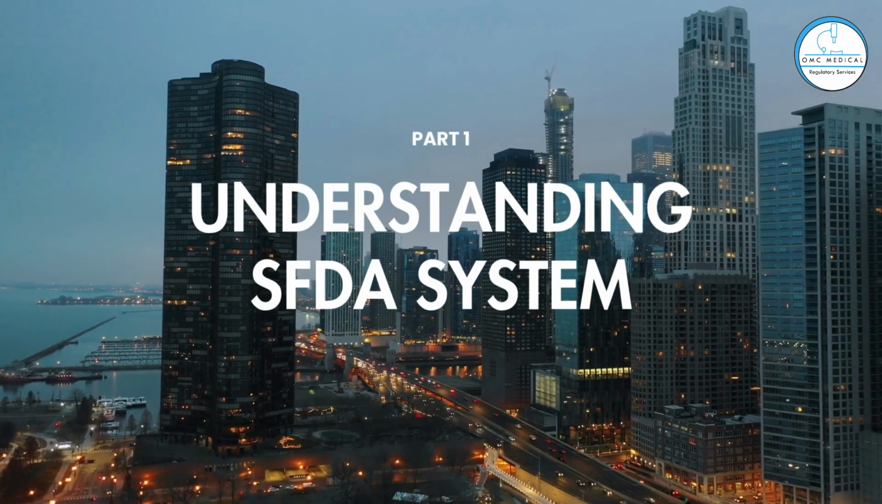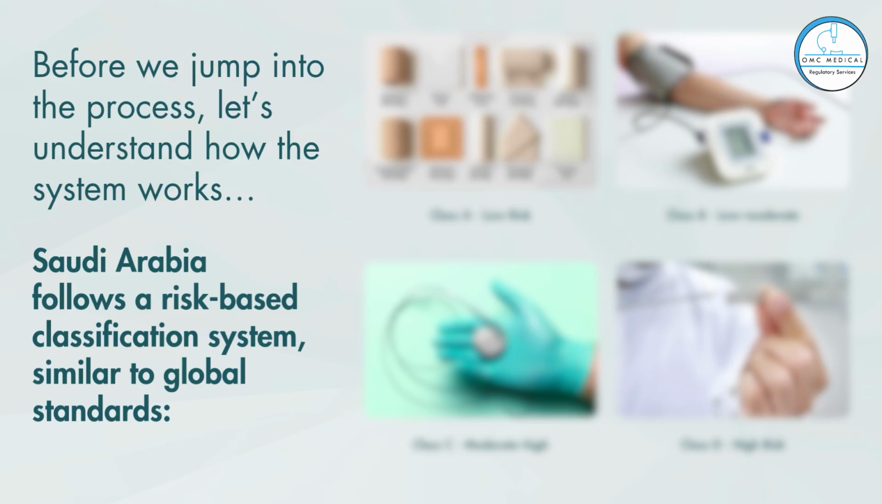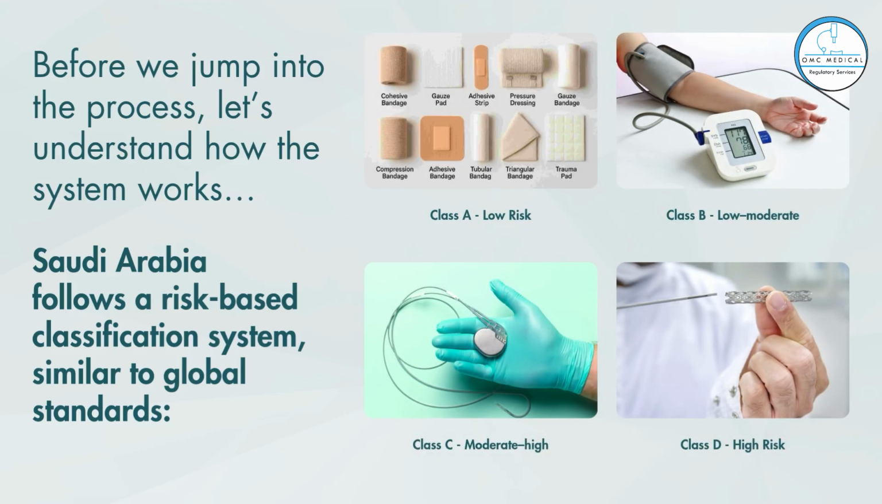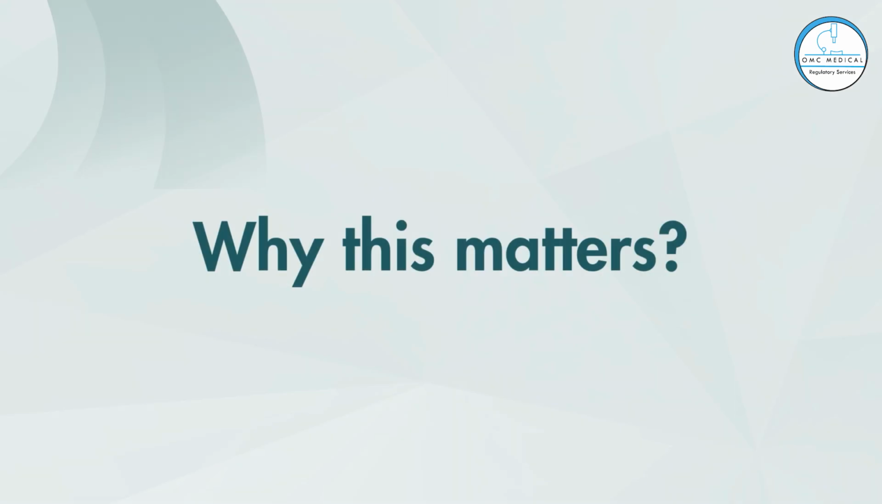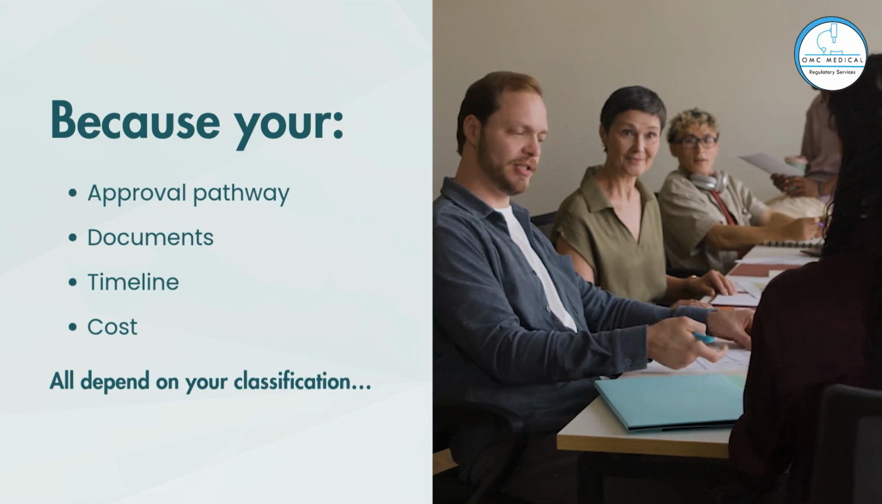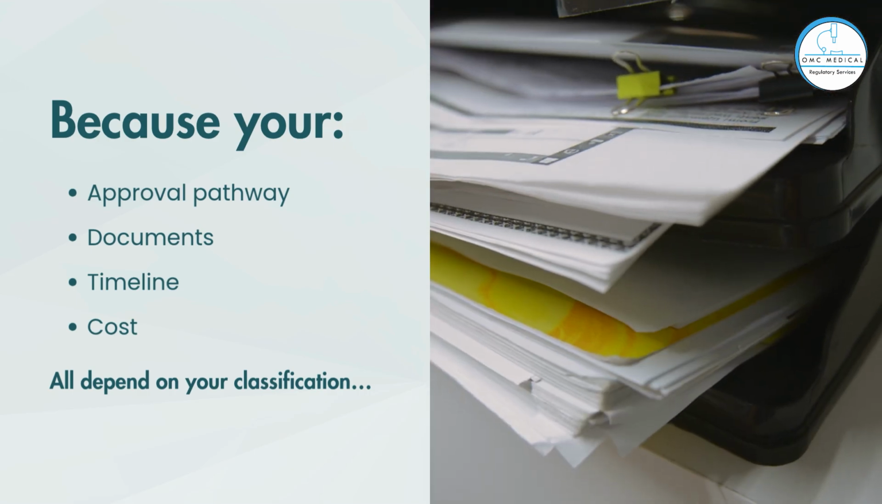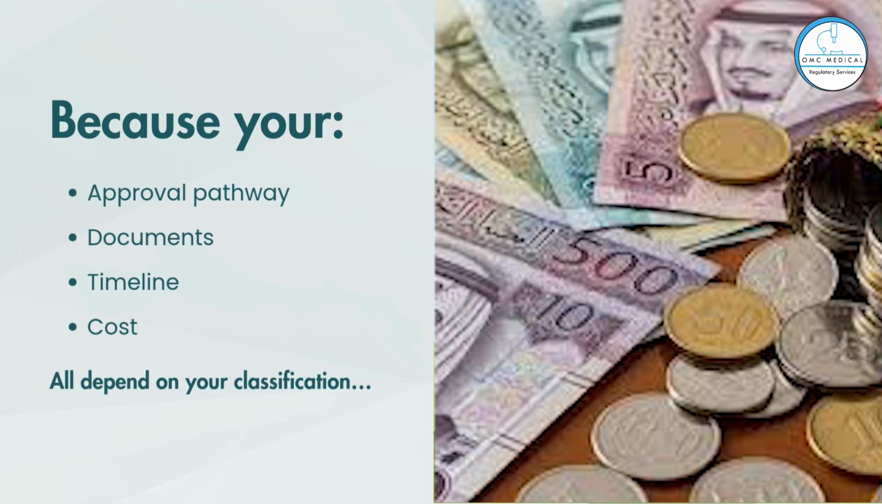Part 1. Understanding the SFDA system. Before we jump into the process, let's understand how the system works. Saudi Arabia follows a risk-based classification system similar to global standards. Class A, low risk. Class B, low to moderate. Class C, moderate to high. Class D, high risk. Why does this matter? Because your approval pathway, documents, timeline, and cost all depend on your classification.